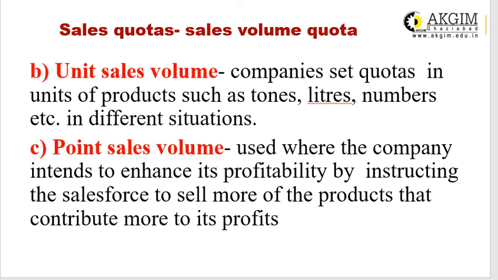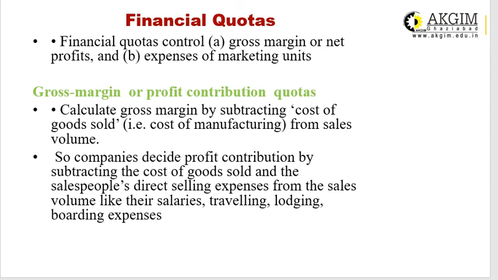For example, a company manufacturing power transformers sets sales volume quotas in numbers for its region and sales engineer because the average price of a transformer is 20 million. So it totally depends on what type of product a person is selling. Accordingly, the quotas have to be fulfilled. Then we come to profit sales volume, which is used where the company intends to enhance its profitability by instructing the sales force to sell more of the products that will contribute more to the profit.